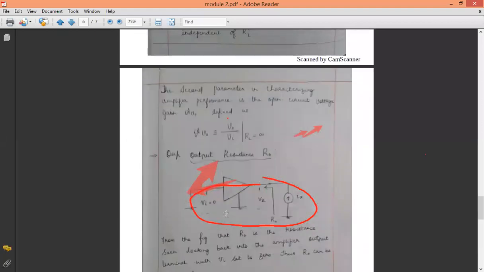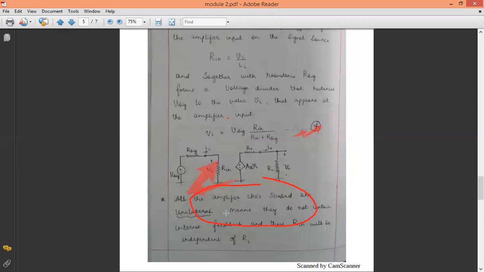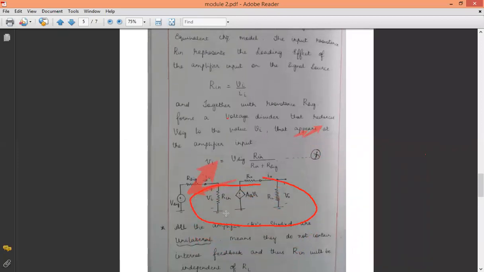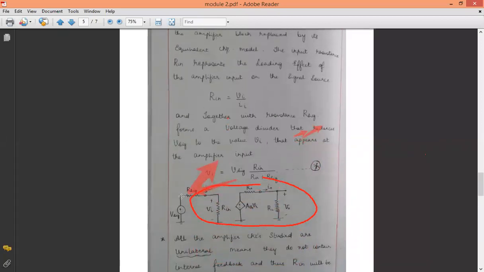See here. Who will answer this question will get an award. Overall gain GV means what? V0 by V signal. Please repeat. Overall gain is represented by GV. It is V0 by V signal.